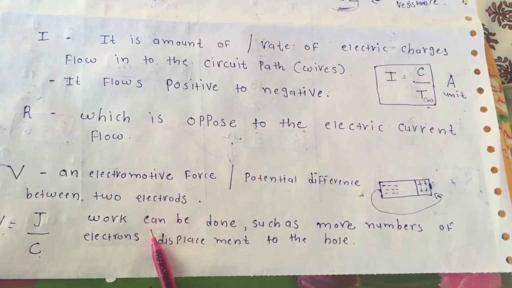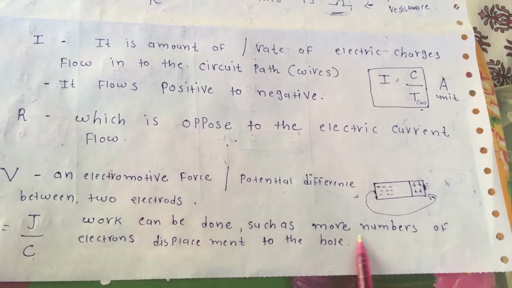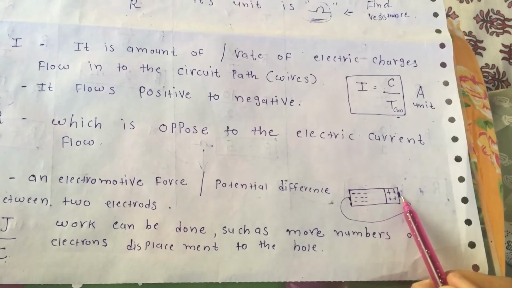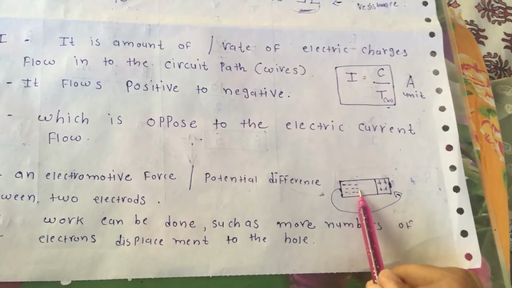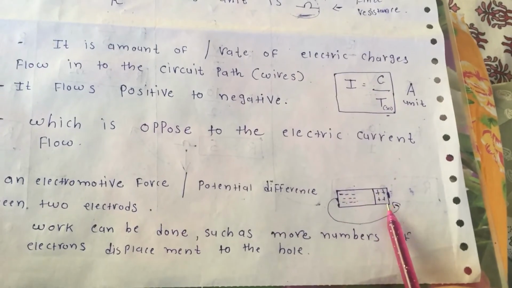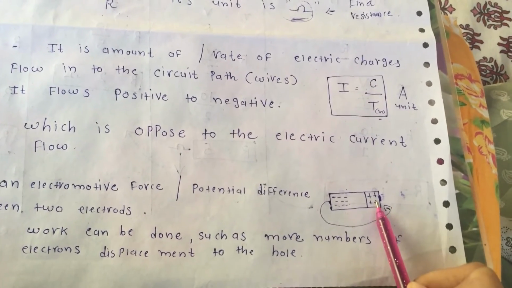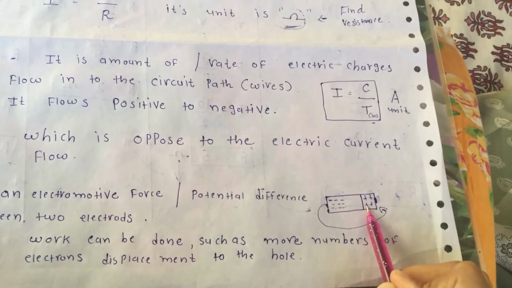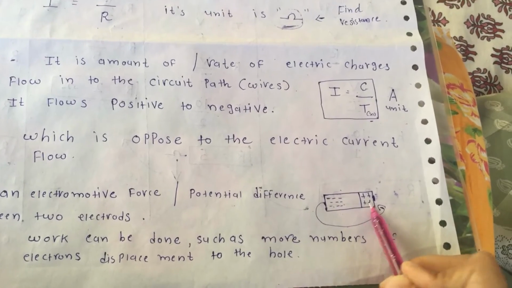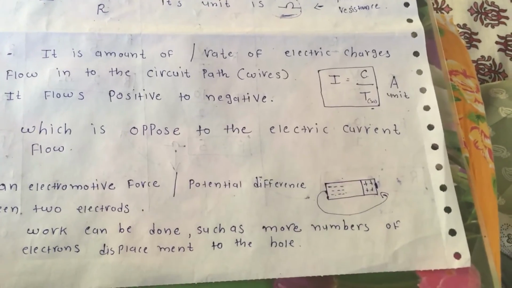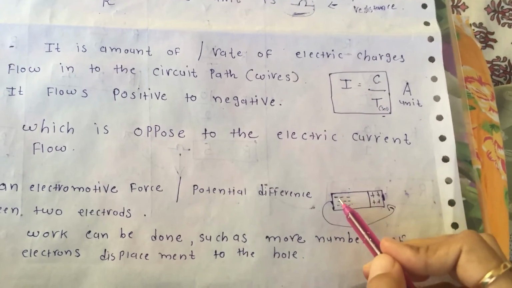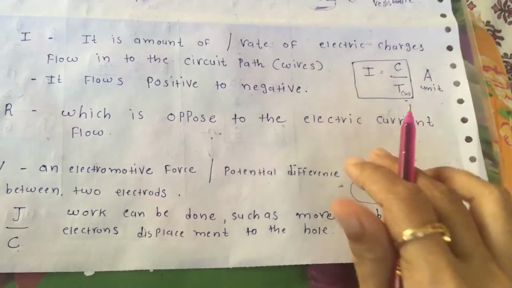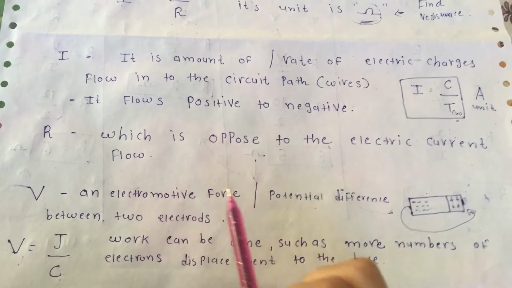So in this circuit diagram, work can be done as a larger number of electrons are displaced to the holes. How? You can see here there are more electrons and fewer holes. Because of more electrons, their potential is higher, and here there are fewer positive charges, so there is less potential. Because of the high potential, electrons move to the holes. But here there is less potential, so it requires more force for bonding with the electrons. So this goes from negative to positive and bonds. This force applied for bonding is called voltage, or you can also say electromotive force.